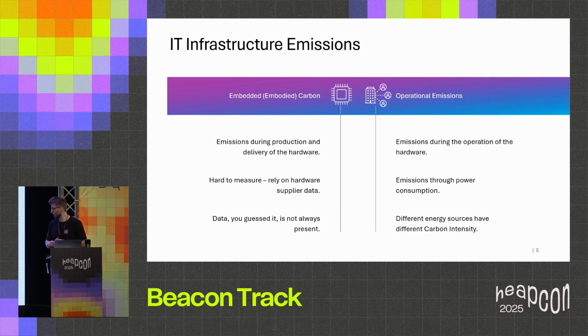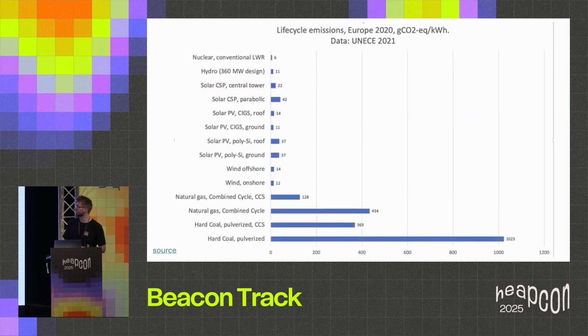Different energy sources have different carbon intensity. What does that mean? That means that each energy source emits a specific amount of carbon in the atmosphere, and based on the source that is used, we're calling that carbon intensity. And it's measured in grams of carbon equivalent gases, so grams of greenhouse gases per kilowatt hour. In the next slide, you will see how much, for example, hard coal, which is pulverized, emits. I'm not sure if you see it well, but it emits around 1,000 grams of CO2 per kilowatt hour.